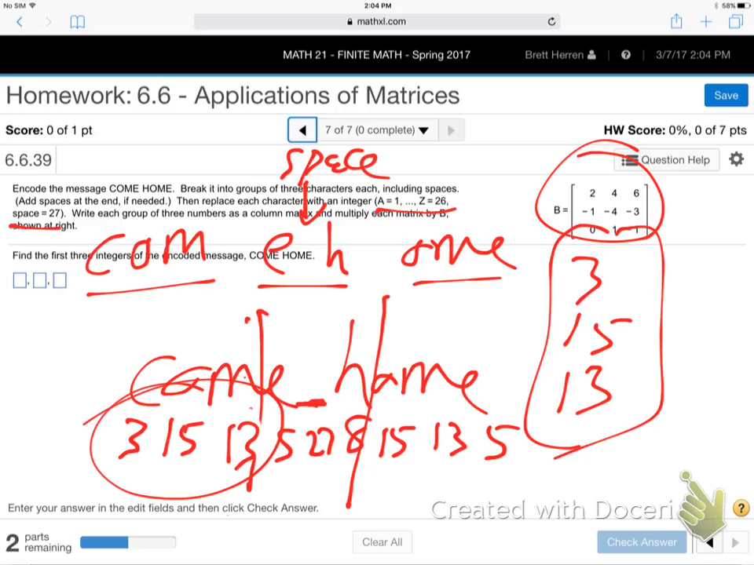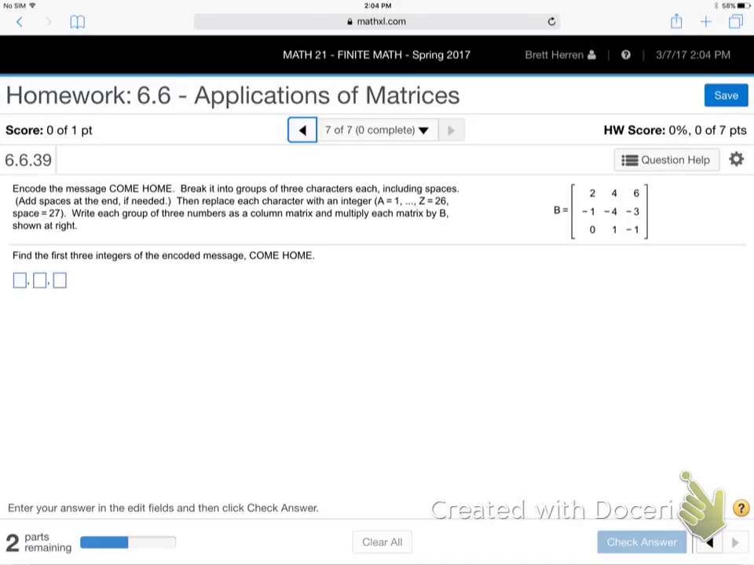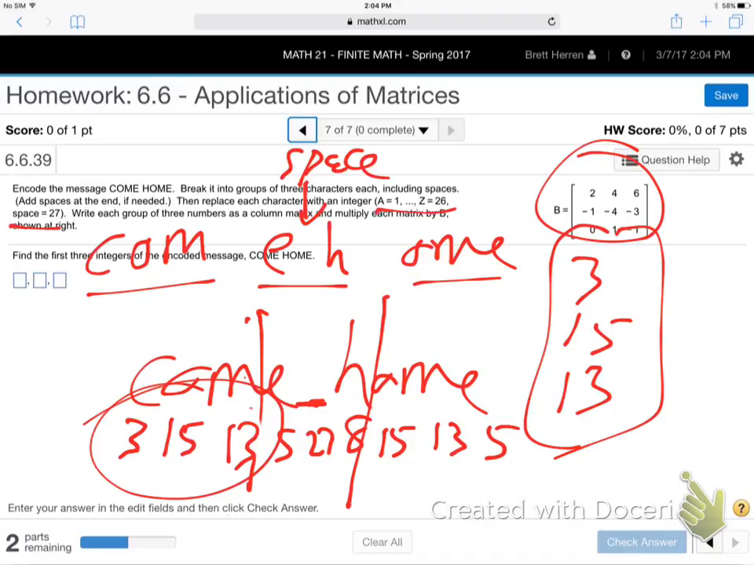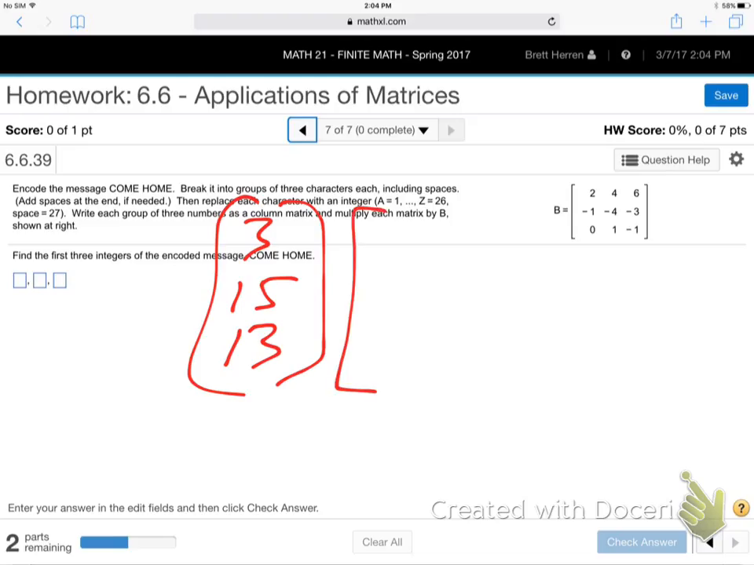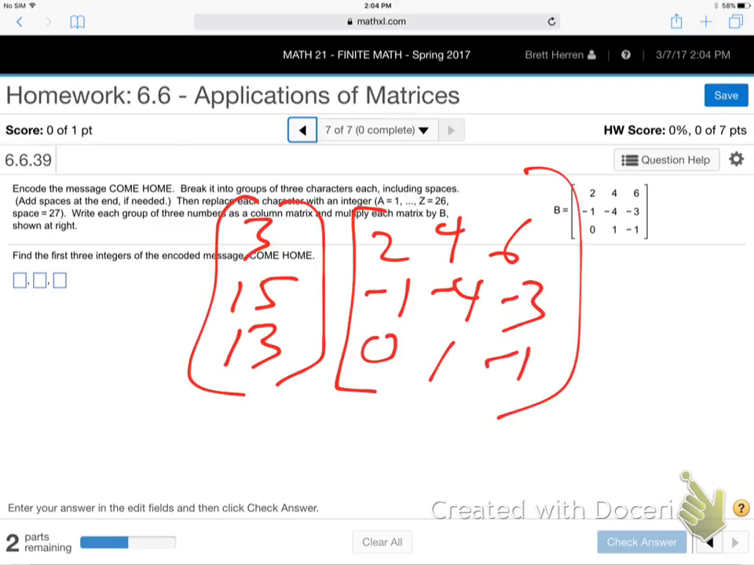All right, you good? I need a fresh screen, so I'm going to move that. So let's see. All right, so again, what were those numbers? So 3, 15, 13. I'm going to take the 3, 15, 13, like that, and then I'm going to multiply it by matrix B. And this is wrong. Don't write this down. I'm purposely doing it wrong because I want to show you something that might confuse you.